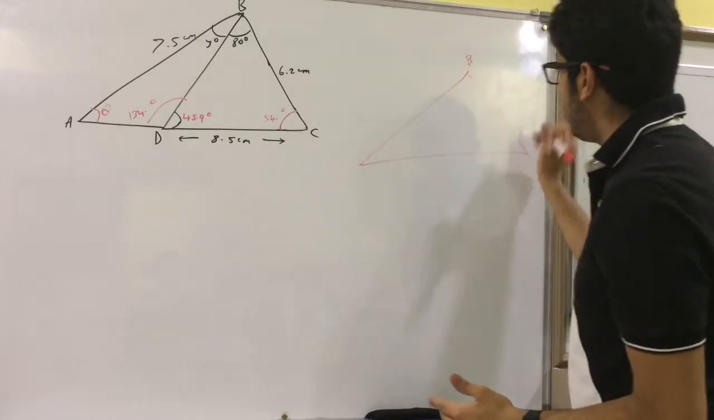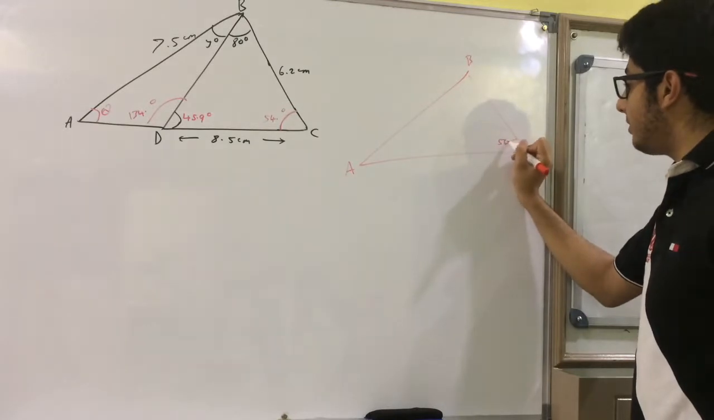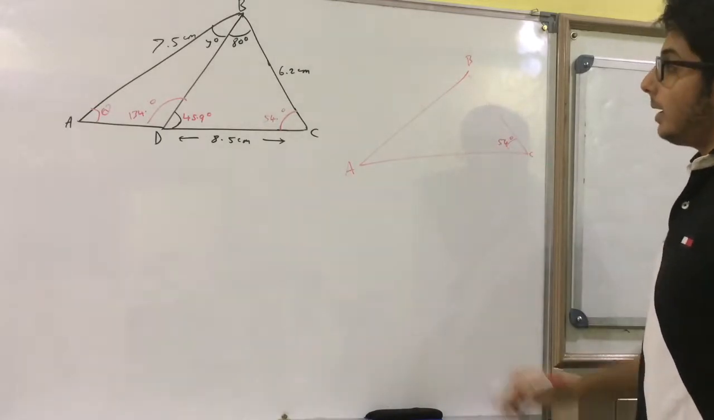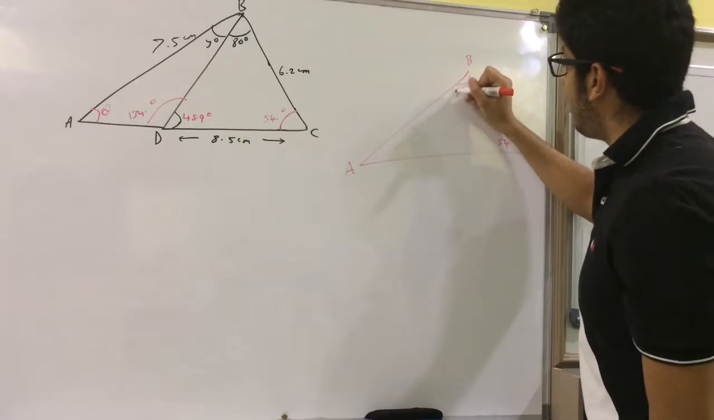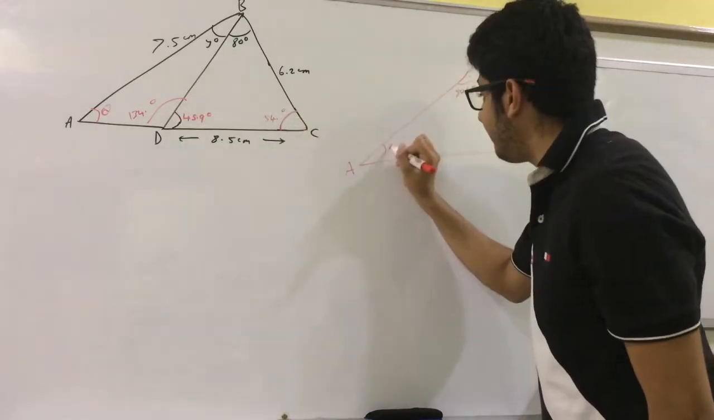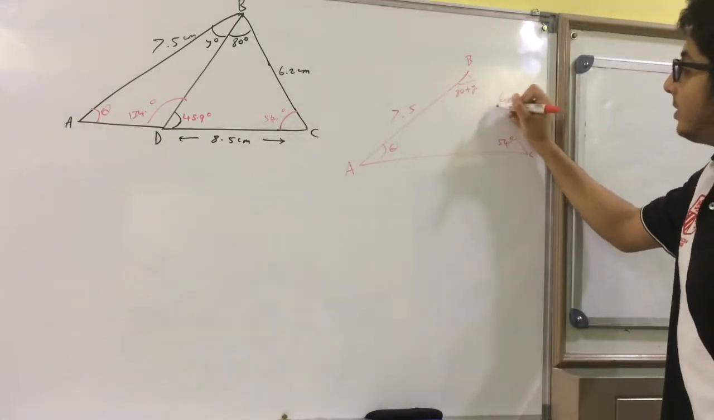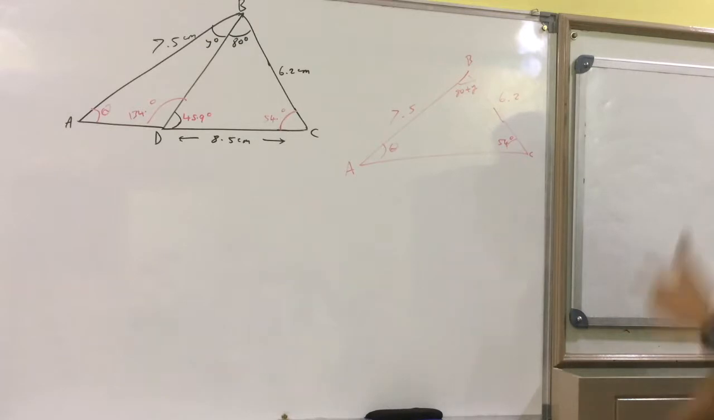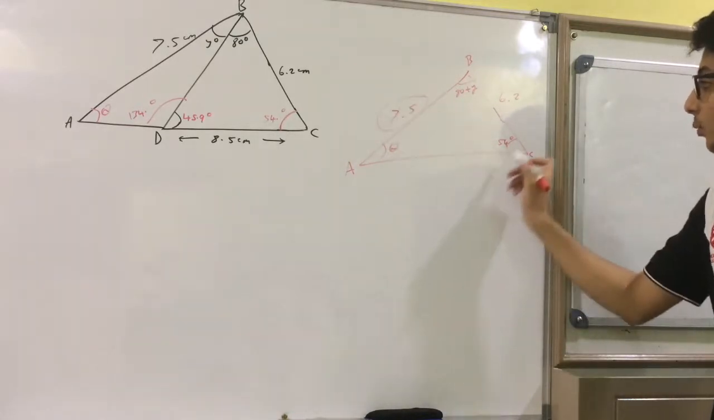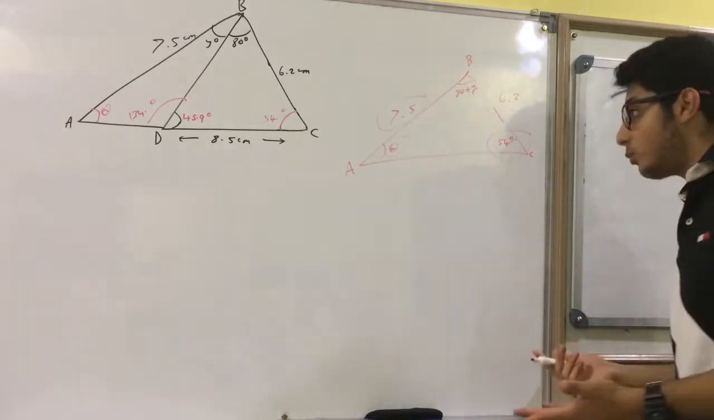So that's B, that's C, and that's A. That'll be 54 point something degrees, and that will be 80 plus y degrees, and that will be theta. We know that that is 7.5 centimeters. We know that that's 6.2 centimeters. We have a side, we have its opposite angle. We can work out theta using the sine rule.